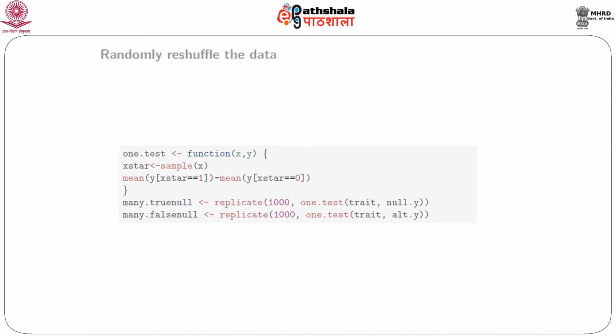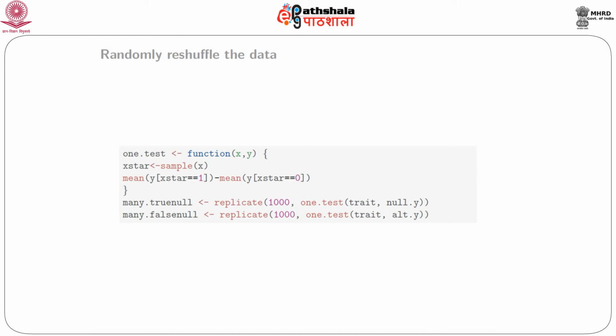Okay. So, now we would be creating a small function, and what does it do? This function is called one dot test. It samples from x, and we assume that x takes the value 0 and 1, and then we find the difference between the two groups, the difference for x star equal to 1 and the difference for x star equal to 0. So, this would give many true nulls.